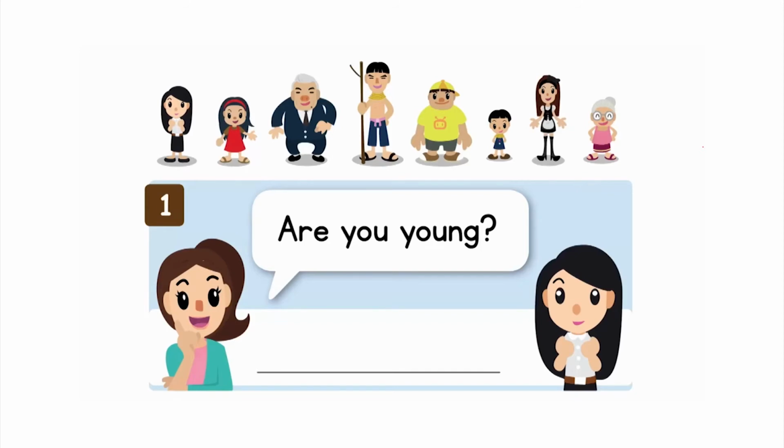Let's take a look at question number one. Are you young? We need to pay attention to the words that they use. You, he, she, or they. Then we should respond correctly. Are you young? If you say you, we're going to say I.